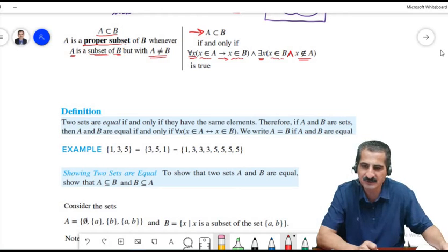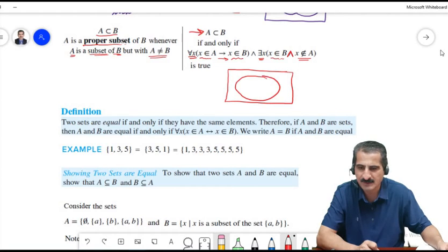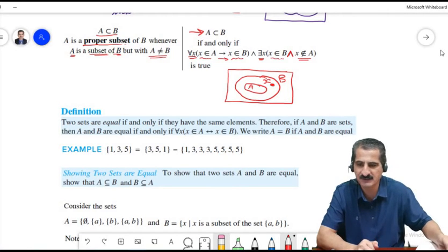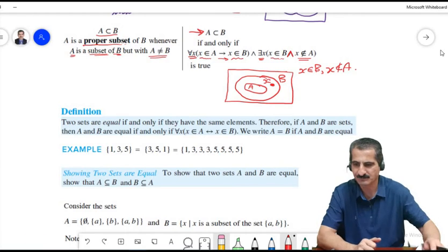To make that clear, let's make a Venn diagram for a proper subset. If this is the universal set, and this is the set B, and this is the set A, then for A to be a proper subset of B, we must have some X here. Now you see X is inside B, and X is not inside A. So X belongs to B, but X does not belong to A. And the whole of A is contained inside B.